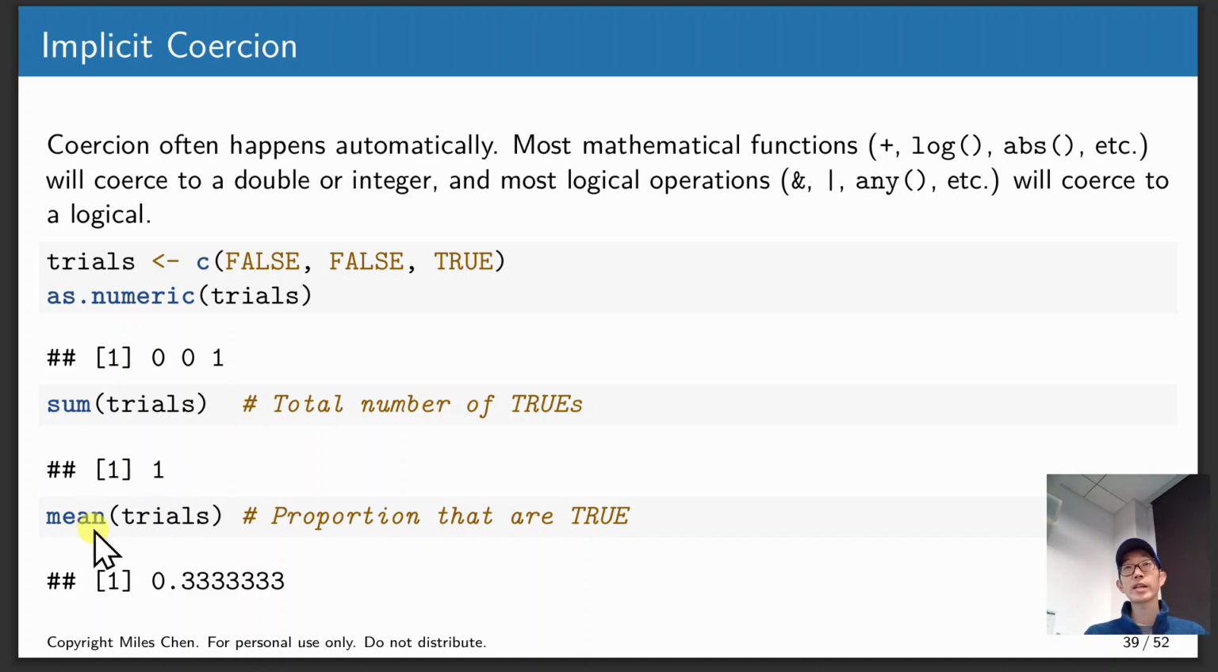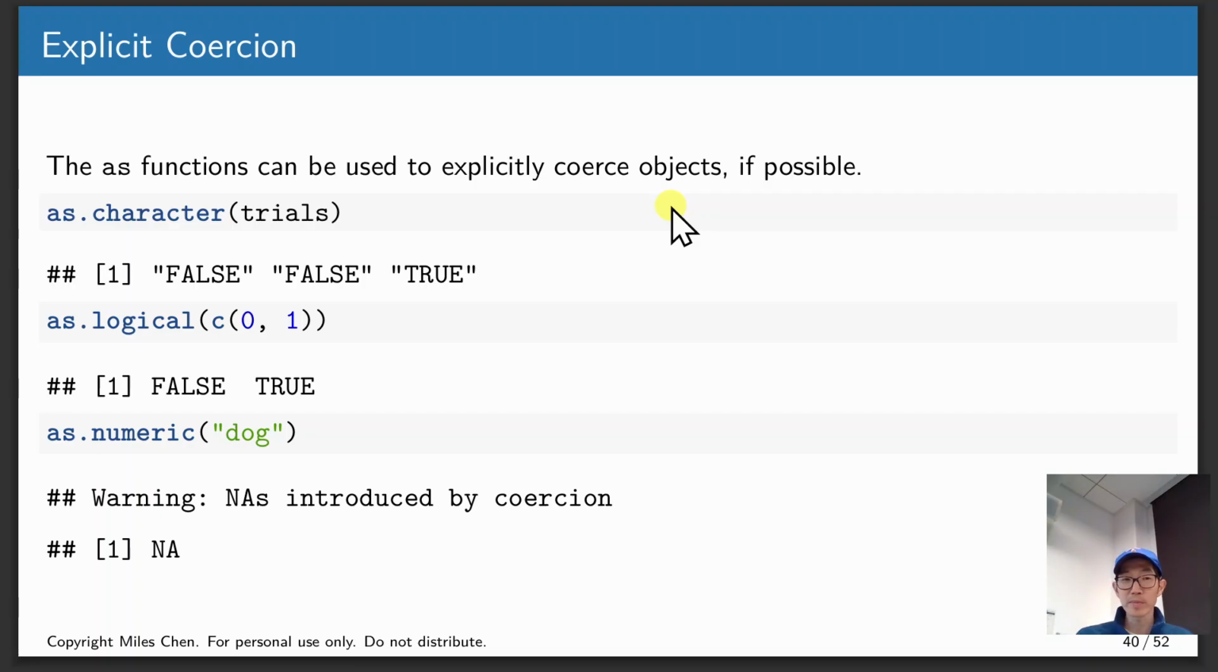And similarly, you could ask for the mean. The mean is going to expect numbers. It's going to coerce false, false, and true into the numbers 0, 0, 1, and then what's the mean of 0, 0, 1? You get 0.33. That's going to be the proportion that's true, and that's going to happen with any kind of function or operator that expects numbers. So if you do something like a plus, that will also automatically coerce values.